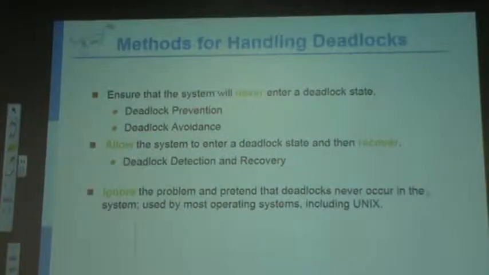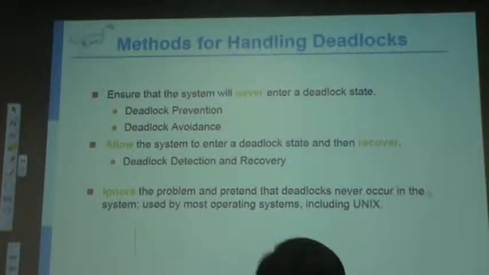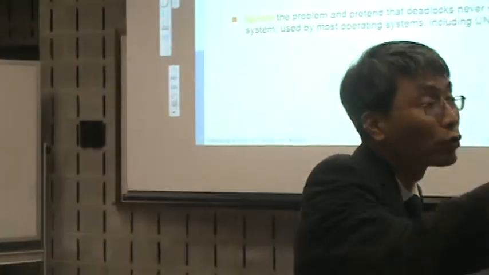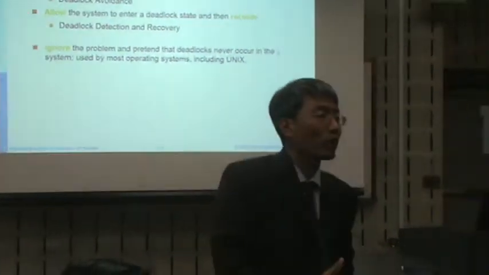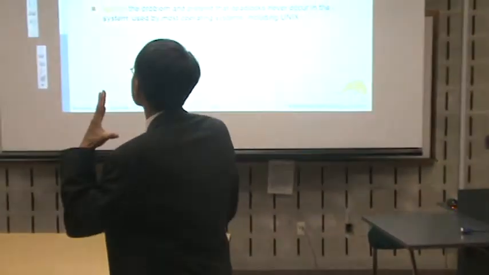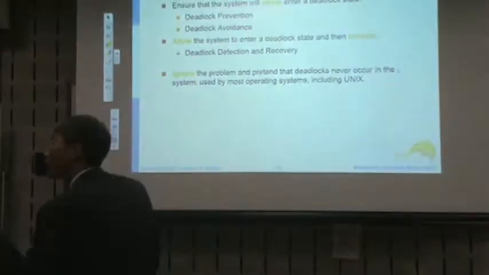There are three different ways of handling deadlock. The first one is deadlock prevention. Prevention means that before the system allows the deadlock situation, and before the system allocates a resource to the process, you need to check whether a deadlock may exist or not. There are two ways to prevent such a thing. One is prevention, another one is avoidance.